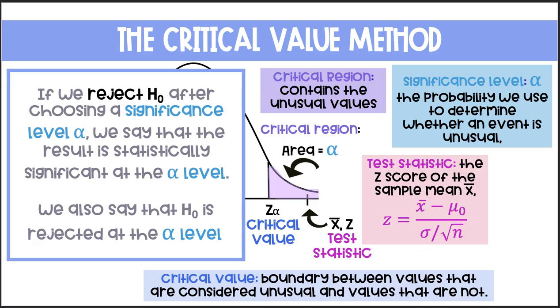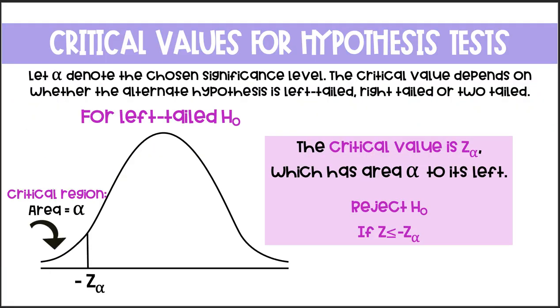Then, depending on what type of alternate hypothesis we have, we denote which type of hypothesis test we have. If we have a left tail test, our test statistic value has to be less than or equal to our critical value. For this left tail test, our critical values are negative z-scores, and if that test statistic value is smaller, meaning that it falls in the critical region, we reject the null hypothesis.